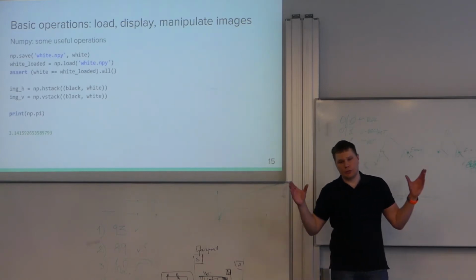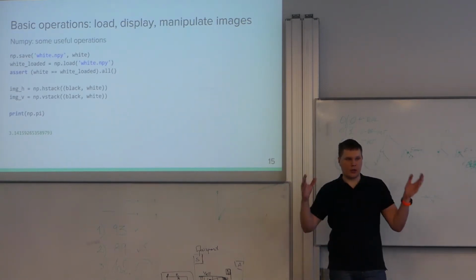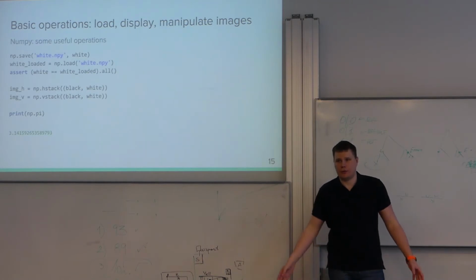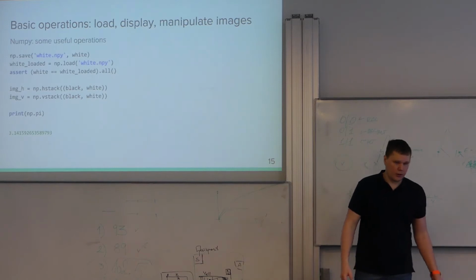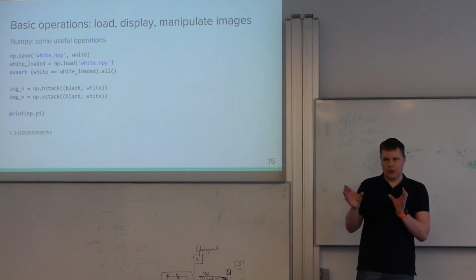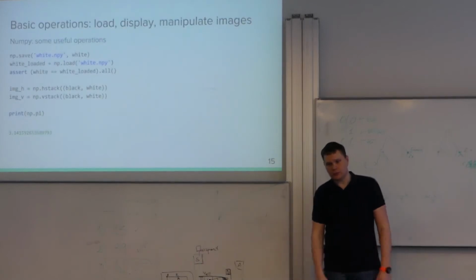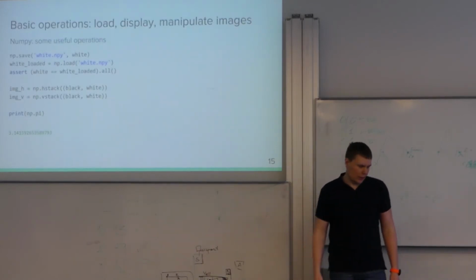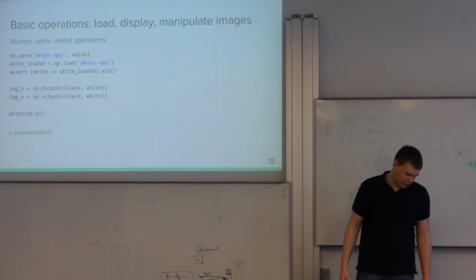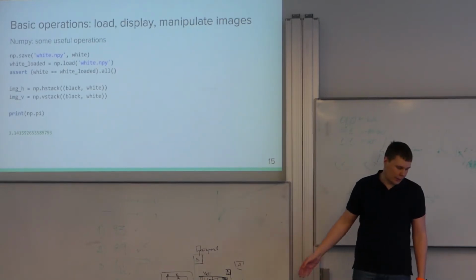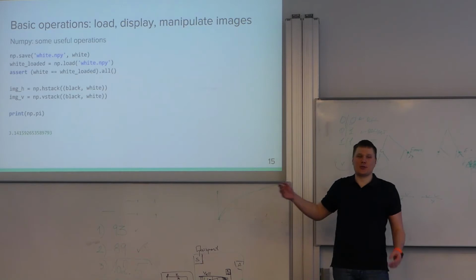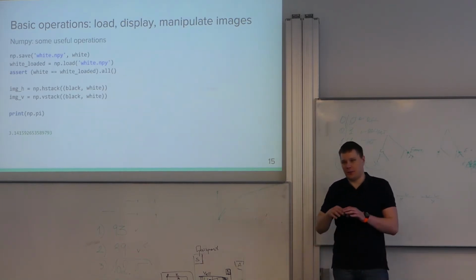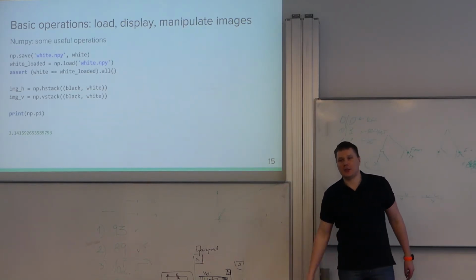Also, sometimes we need to combine a few images into one big image for display purposes, for saving purposes, for many things. We can do it with hstack, which stands for horizontal stack. We can put many images together horizontally. And also vstack. Another useful thing is np.pi. Why is that useful? Because you don't need to type in all the digits of pi yourself. You can just call np.pi.